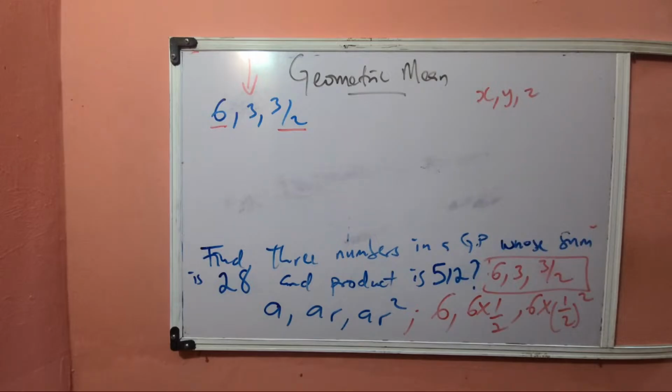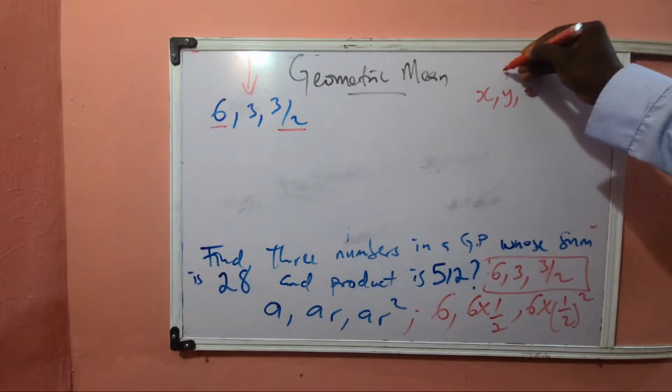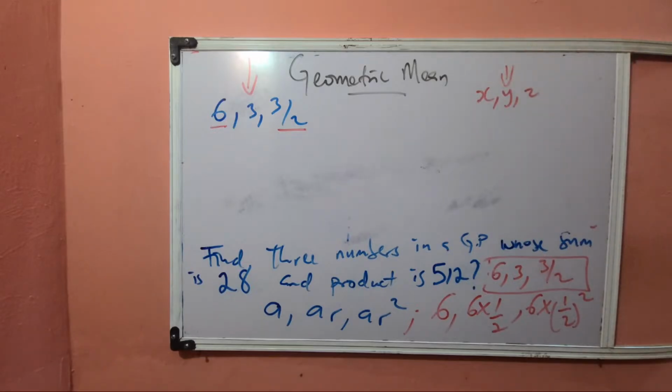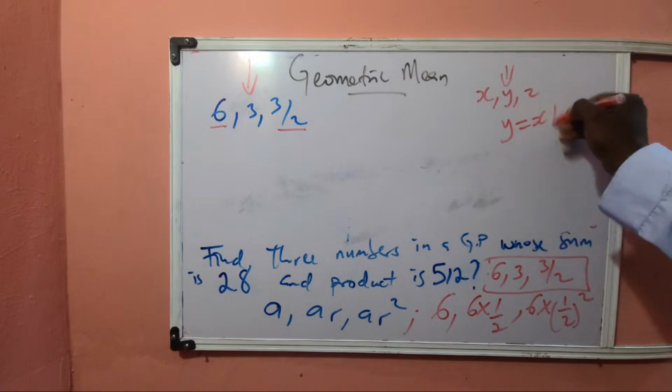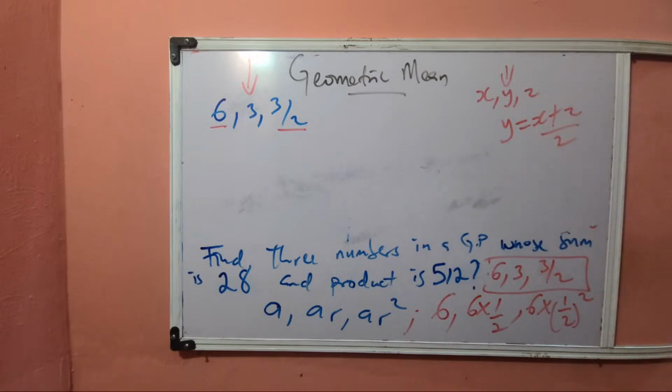Of course, if you have forgotten, let me remind you, the arithmetic mean is actually Y. It's actually also the middle value. So in this particular case, what we did here when we wanted to find Y, we said Y was equal to (X plus Z) over 2. This was when we're dealing with arithmetic progression. Don't forget, under arithmetic progression, we deal with common difference.